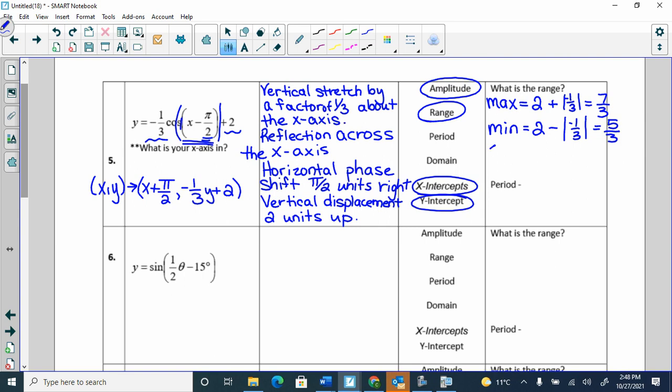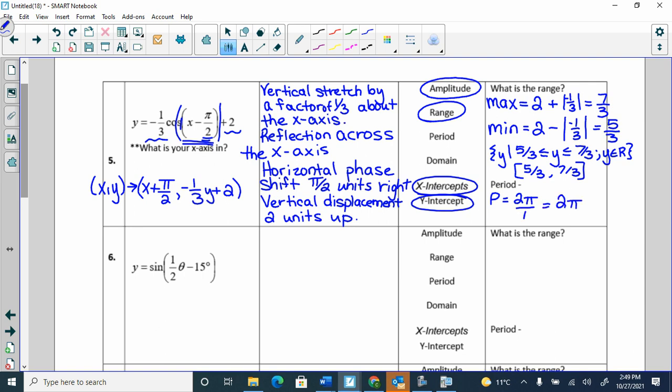My range, y, such that 5/3 is less than or equal to y is less than or equal to 7/3, y in the reals. 5/3, 7/3. And the period is 2 pi divided by b, which is 1, so it didn't change. And I had to use 2 pi.